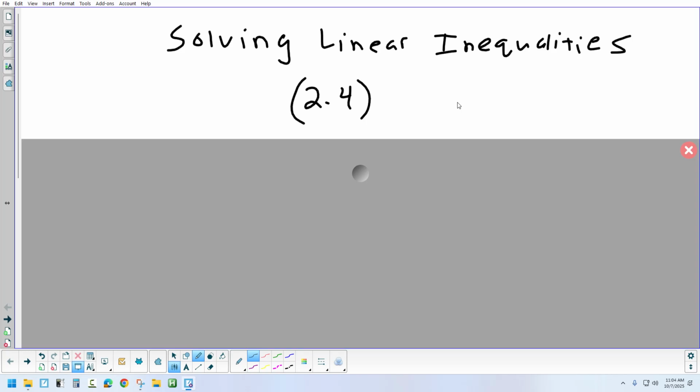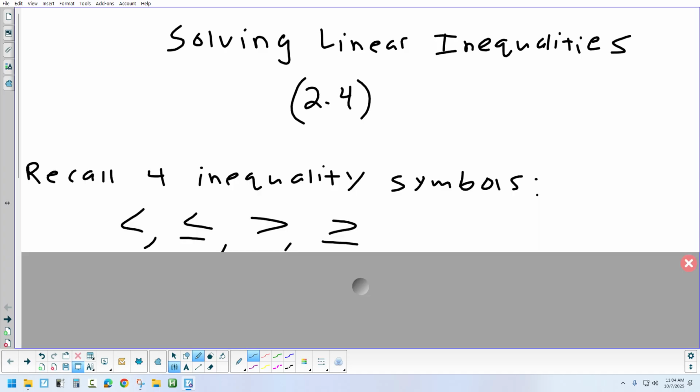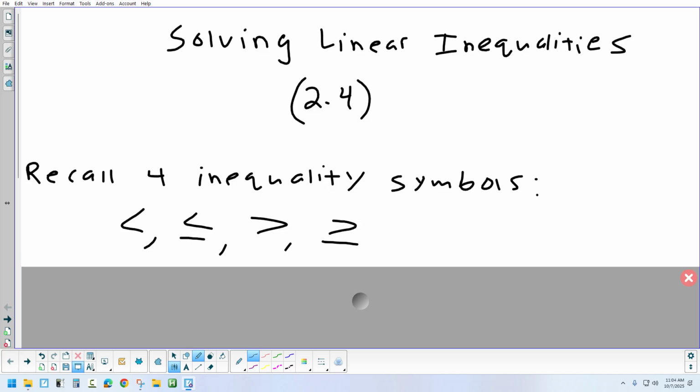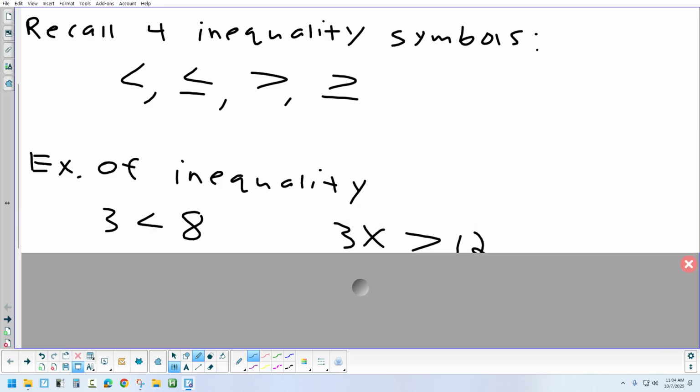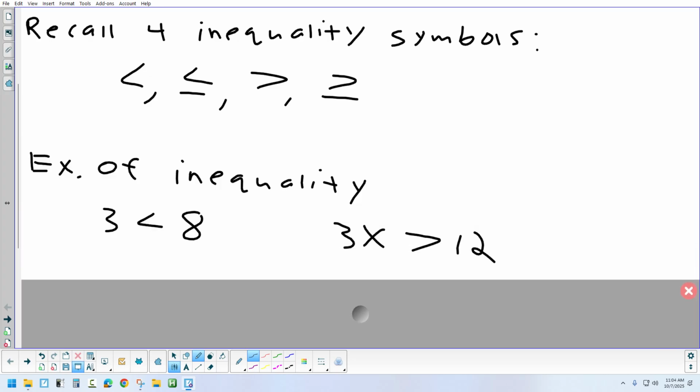All right, so yesterday we looked at solving equations. Today we're going to look at solving inequalities. Okay. Big difference is instead of having an equal sign in the problem, it's going to be replaced with one of these four symbols. Here's two examples of inequalities.